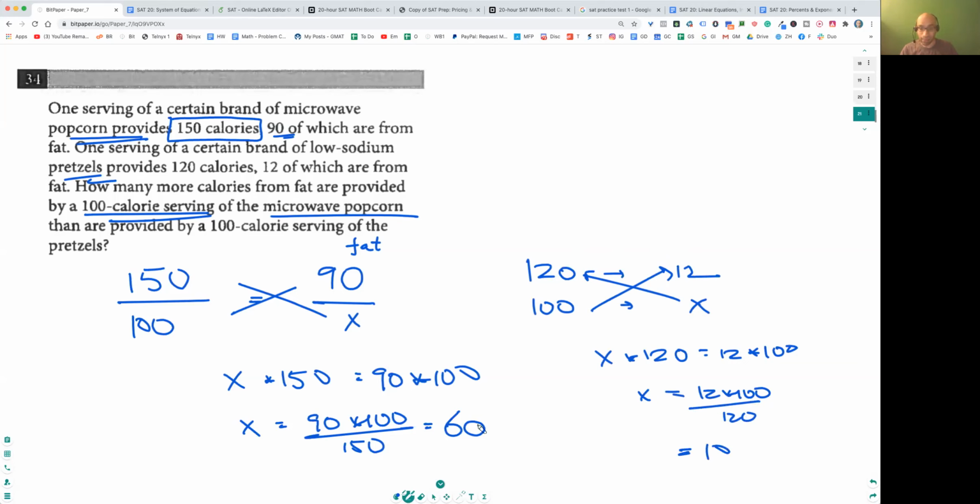Now, what does it mean? This 60 is the amount of calories you're getting in a microwave popcorn, and 10 is the amount of calories you're going to get in the pretzels. So therefore, how many more calories from fat? How many more calories? And this is the word problem part that we've done before. How many more calories means you take the 60 part, you subtract 10, and then you get 50. Okay, so that's why 50 is your correct answer.